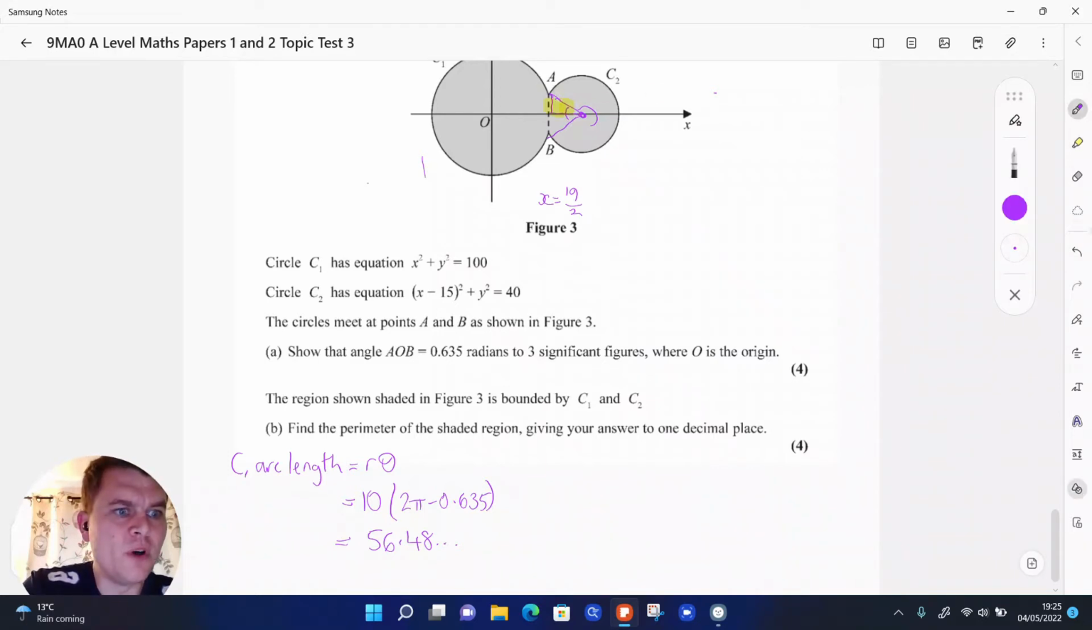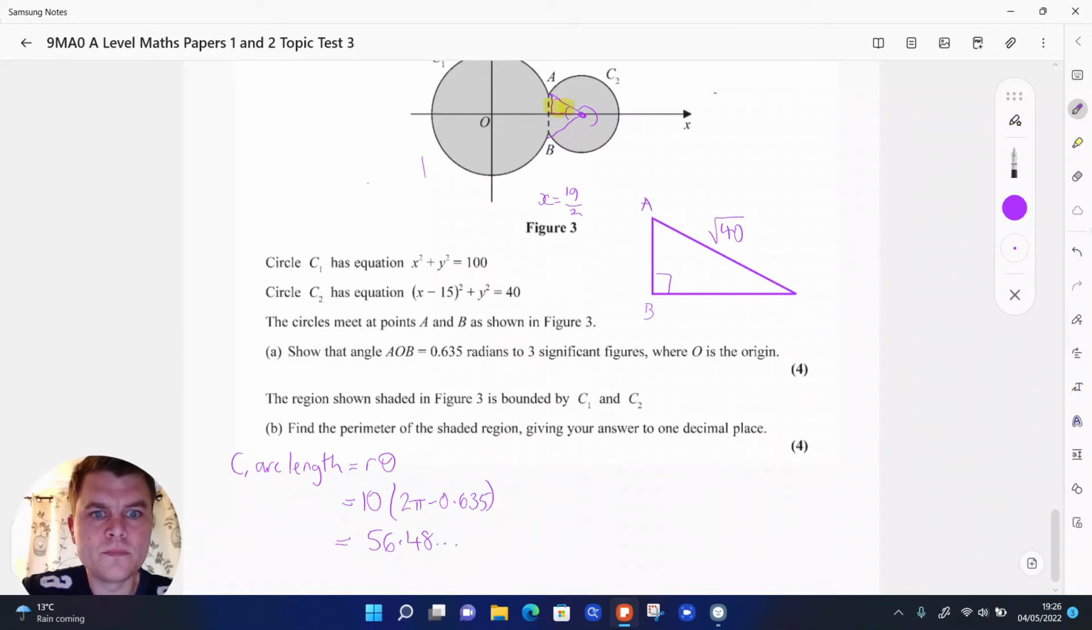So if we redraw that right-angled triangle and fill in the points that we know. We know it's right-angled. We know the length here. The length here would be the radius. Radius for this one is root 40. So we've got the length of one side, so we need to try and work out the length of another side. Well, in this case, we can work out this length along here.